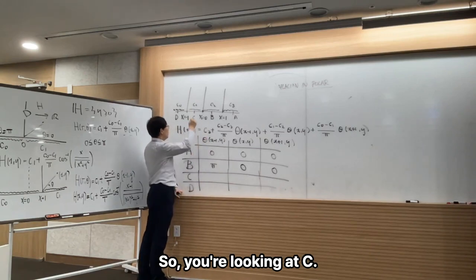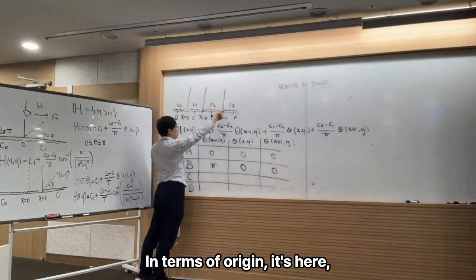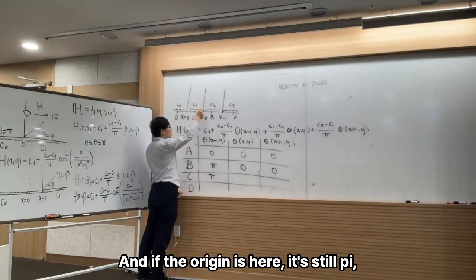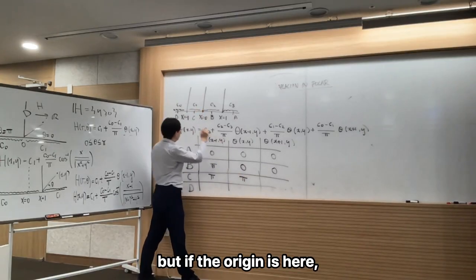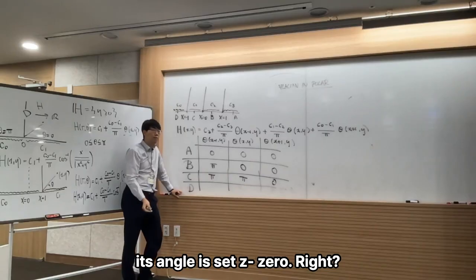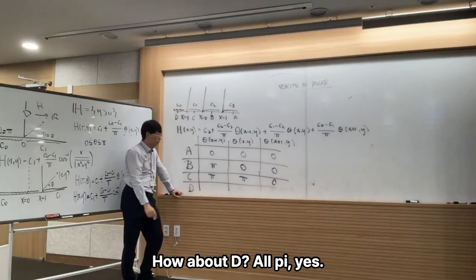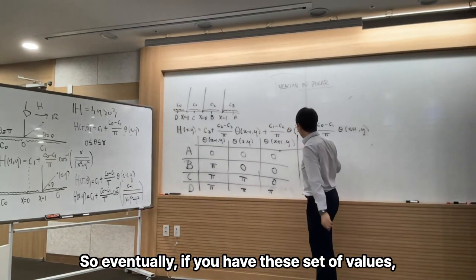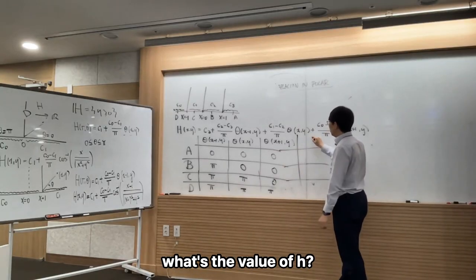So you're looking at C in terms of origin. Here it is pi, and if the origin is here, it's still pi, but if the origin is here, its angle is set to 0, right? How about D? All is pi, yes. So eventually, if you have these theta values, what's the value of H?